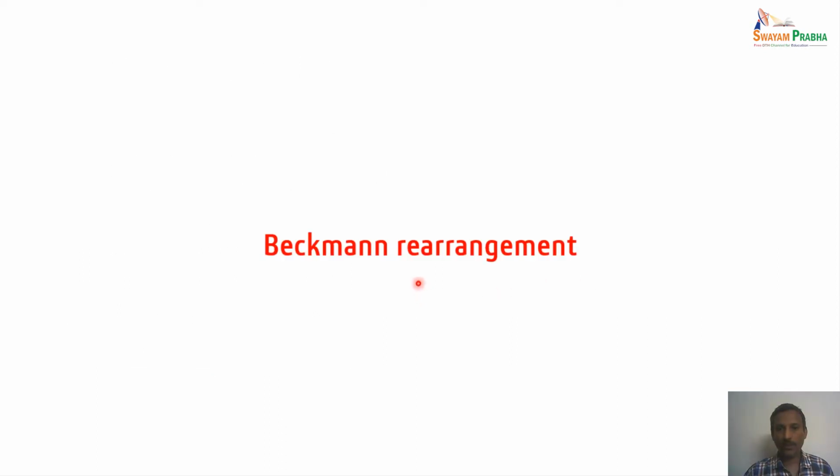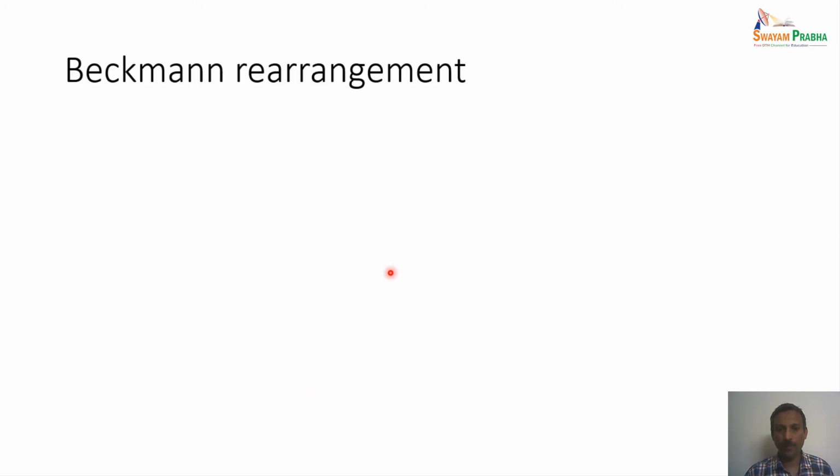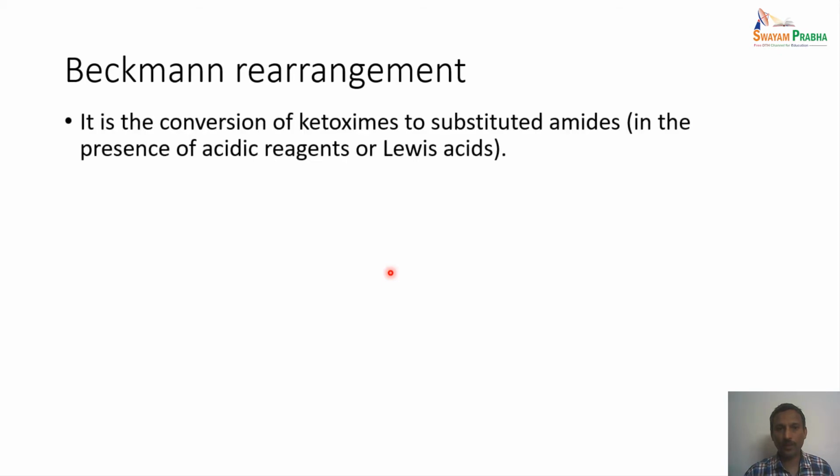Welcome to the next session. In this session we will be studying the Beckmann rearrangement in the beginning. So what is the Beckmann rearrangement? The Beckmann rearrangement is the conversion of ketoximes to substituted amides. This reaction actually happens in the presence of acidic reagents or Lewis acids.